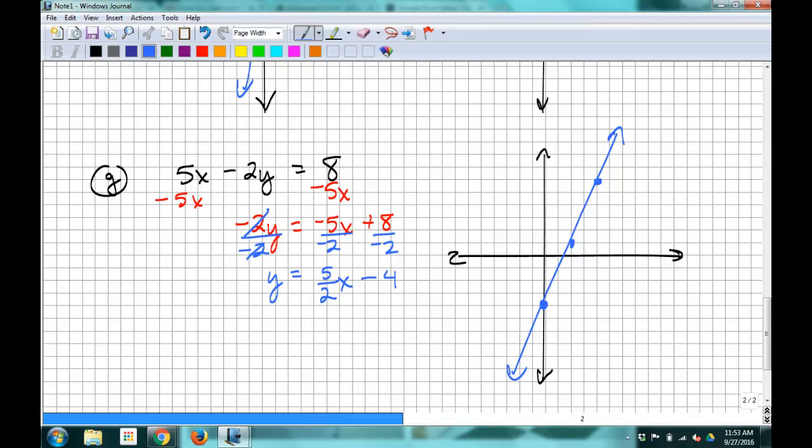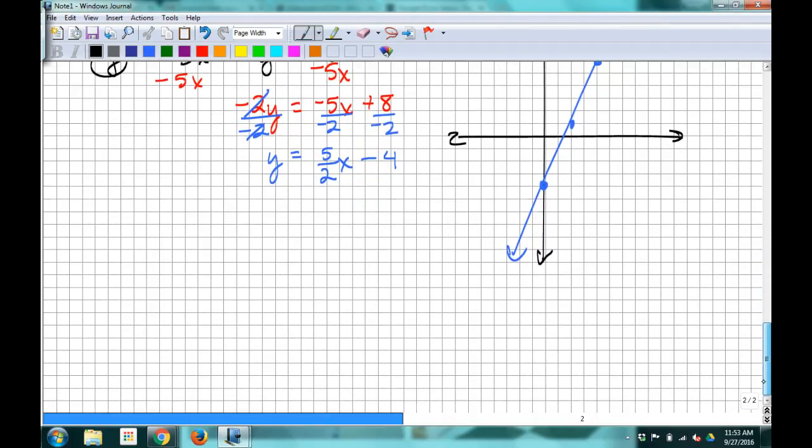Y'all did slope-intercept form in 8th grade. I know it's a lot of review here the first 9 weeks of Algebra 1. Not going to be a whole lot of new stuff until after Christmas, but we'll get some new stuff.